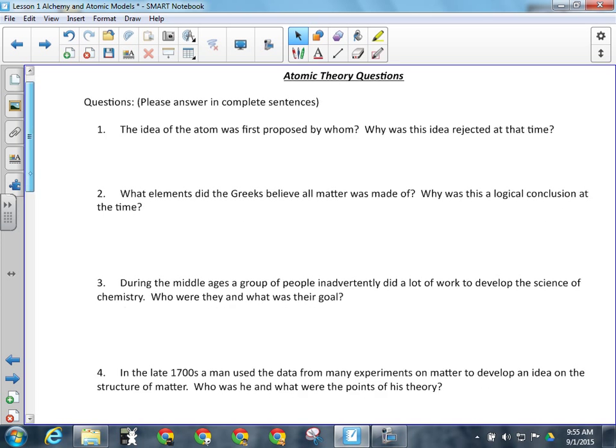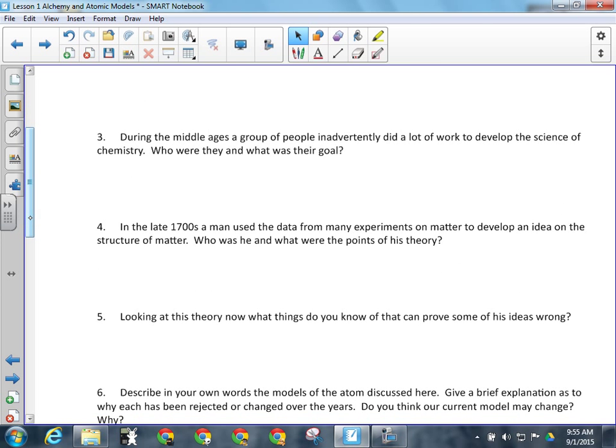All right. Number three, during the Middle Ages, what group of people inadvertently did a lot of work to develop the science of chemistry? Candy? The alchemists. What was their goal? Right, common materials into gold.